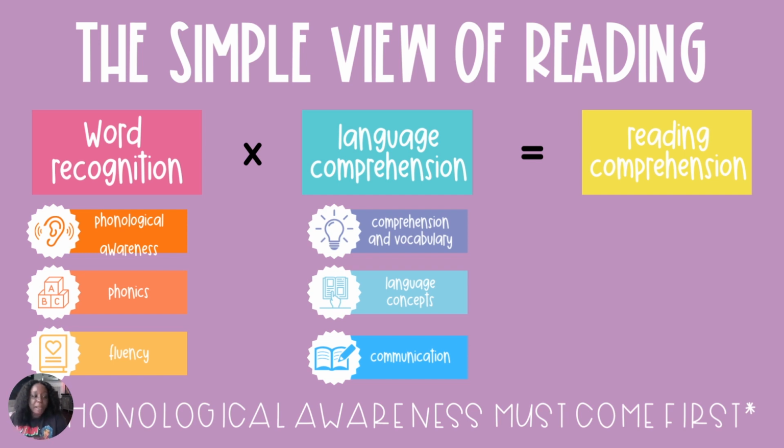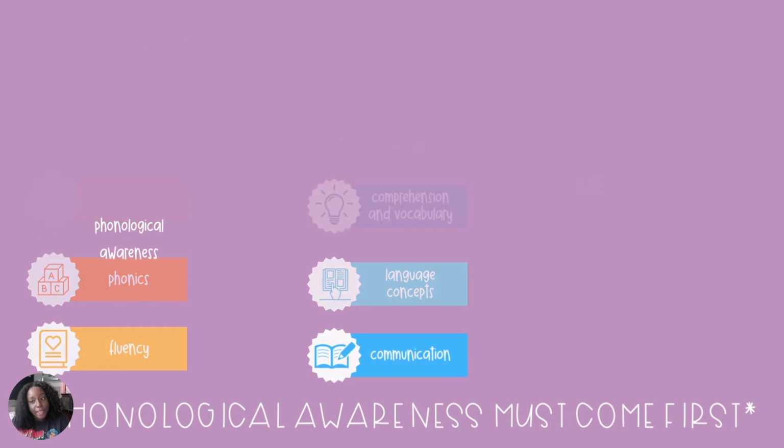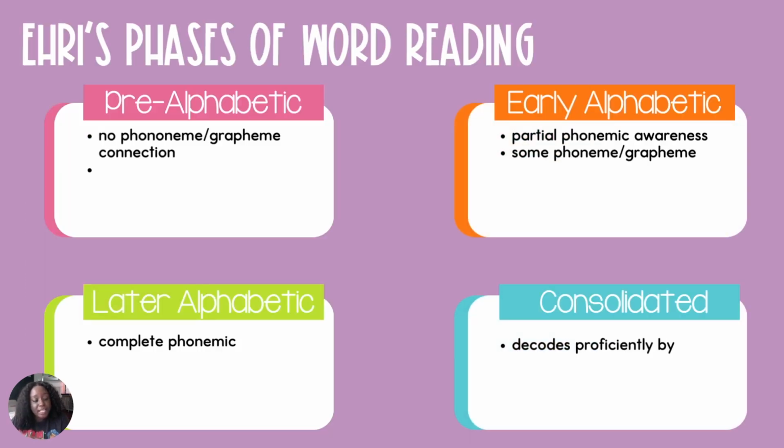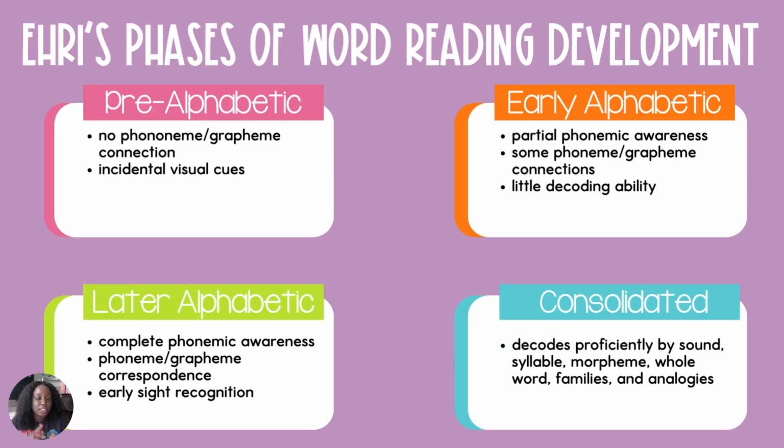Okay, but before you get into all of this, we must know and understand that phonological awareness must come first. You cannot skip this step, and we're going to go into the next phase and understand why. When we look at Ehri's phases of word reading development, there are four phases that children typically go through to understand and become better readers.